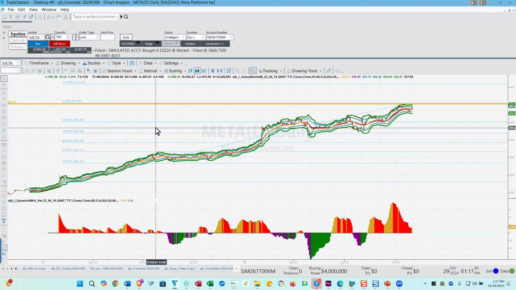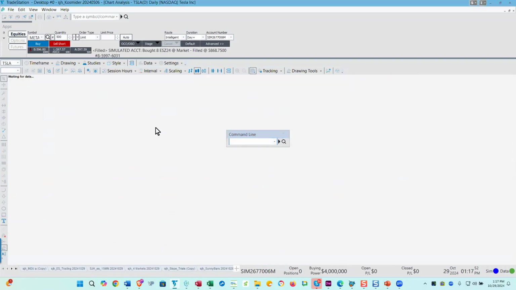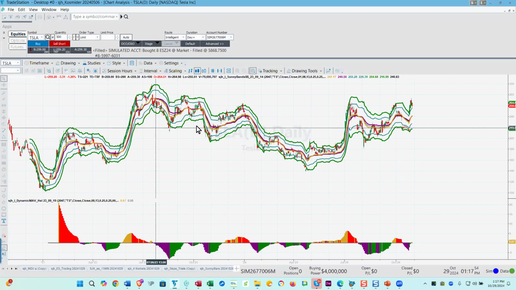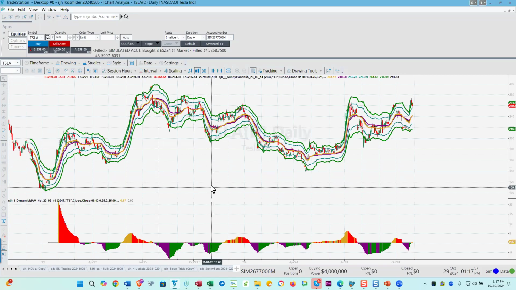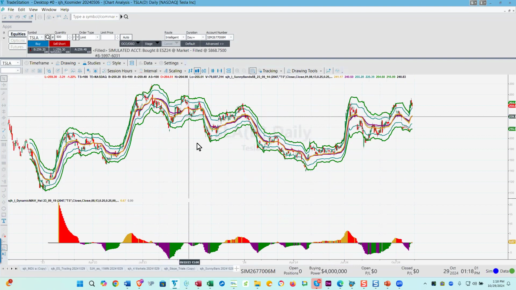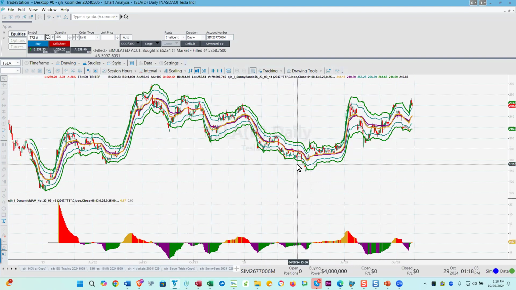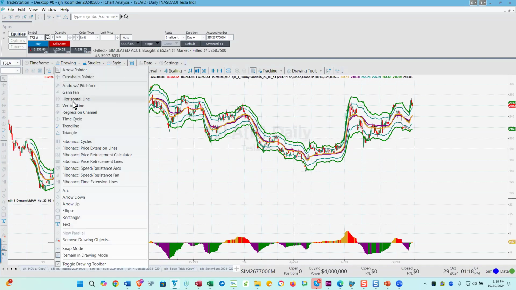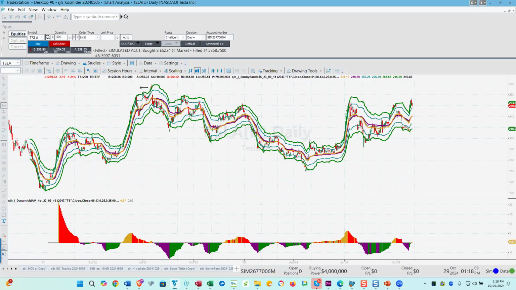Tesla. I love Tesla, not because it's a good investment, but because it's a good tradable. See, this thing goes up and down and up and down and up and down over and over and over again. So that's why I trade it. But I hold the other ones. And there's the high.